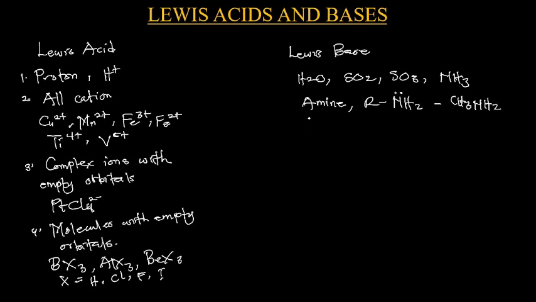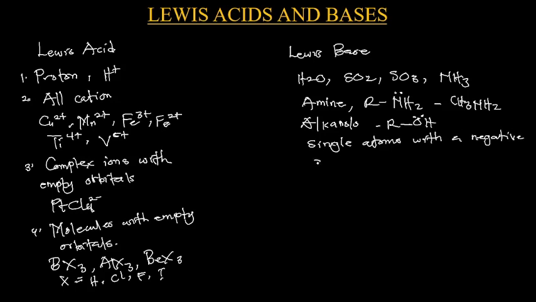Now we can talk about alkanols. Alkanols are like alcohols, represented by R bonded to OH, okay? The oxygen is the one having the lone pair of electrons. Now we can also talk about all single atoms with a negative charge. Good. So these are some examples of Lewis acids and bases.